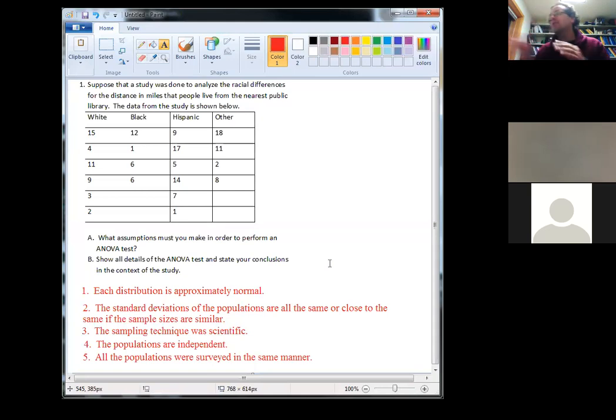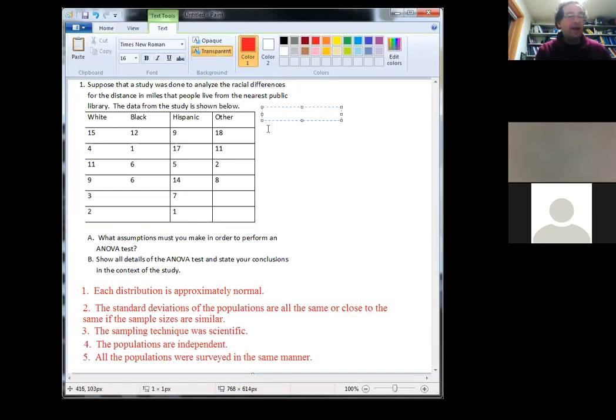Okay, so if you don't have questions, let me go on and go through, and we're going to make the assumptions, and we're going to do ANOVA. So show the details of the ANOVA test, state your conclusions in the context of the study. So we'll start out with H1.